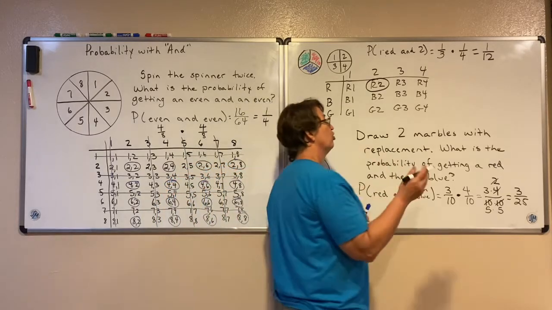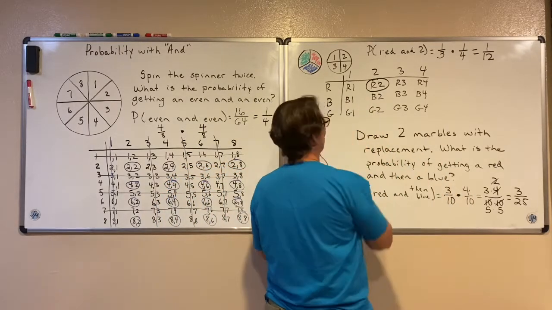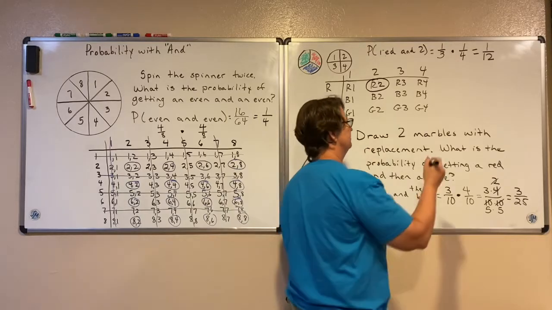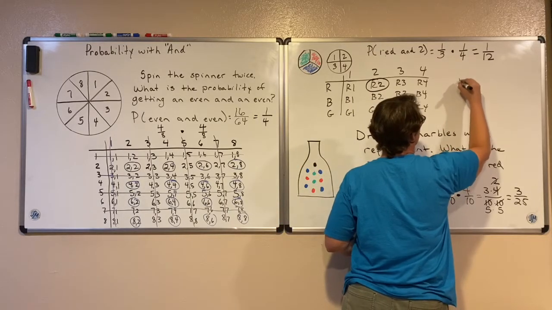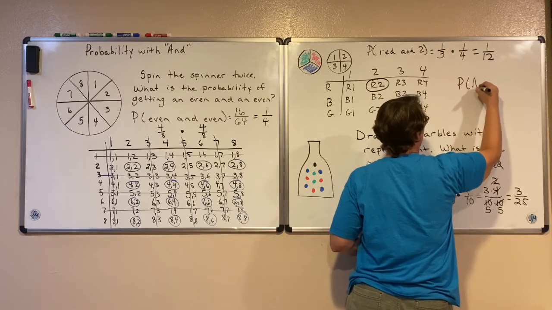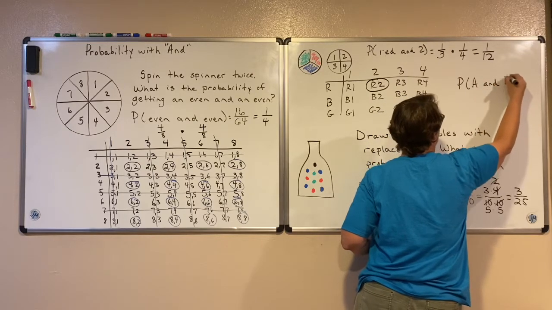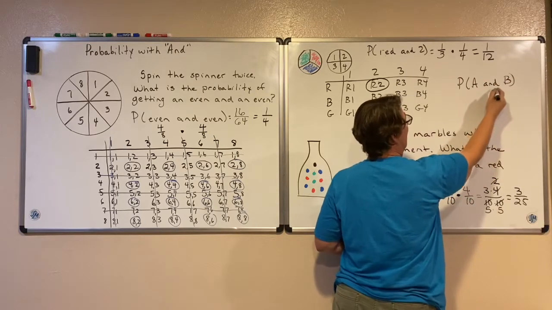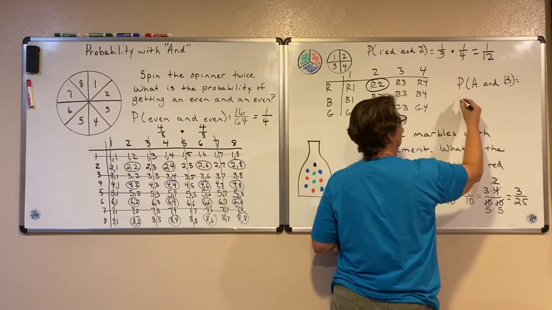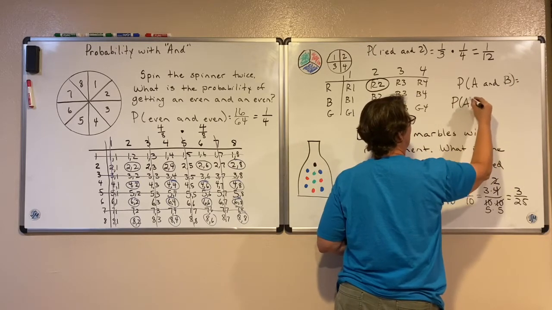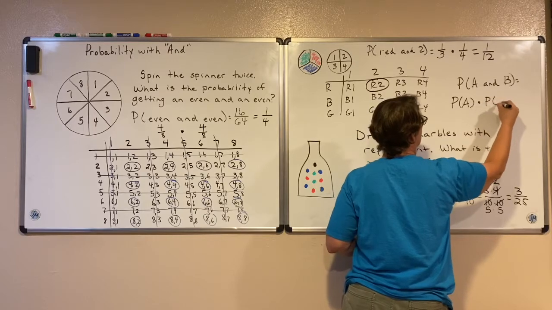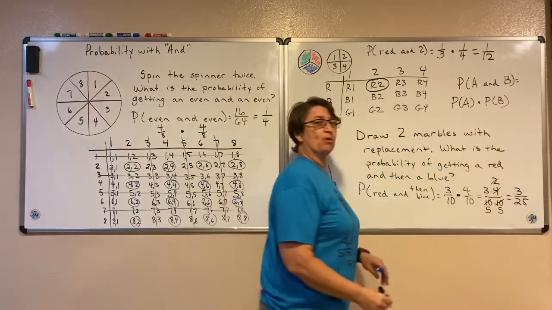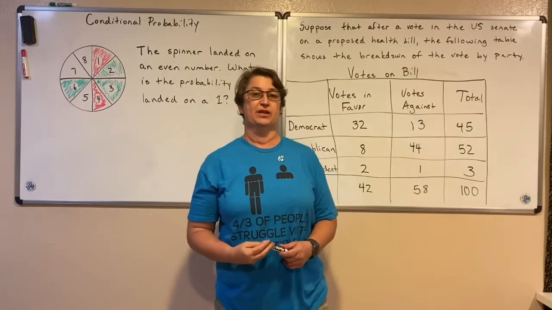So the rule here for "and," when they're independent events, is I'm just going to take the probability of my first event. So if I have the probability of A and B, and they're independent, I do the probability of A times the probability of B to find the probability of both of them. Let's talk about conditional probability.